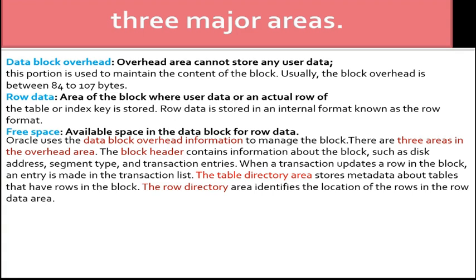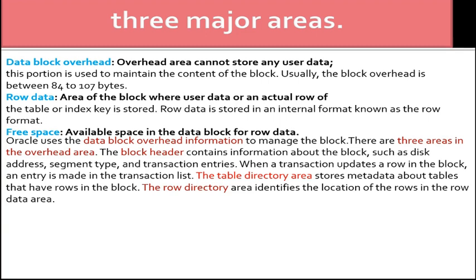The block header contains information about the block, such as disk address, segment type, and transaction entries. When a transaction updates a row in the block, an entry is made in the transaction list. The table directory area stores metadata about tables that have rows in the block. The row directory area identifies the location of the rows in the row data area.